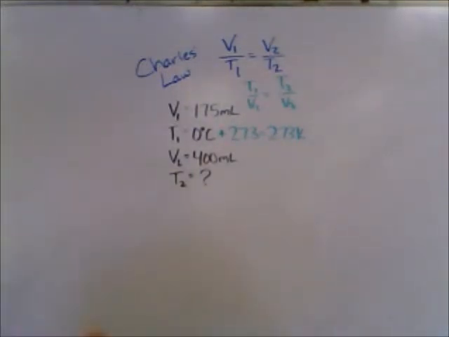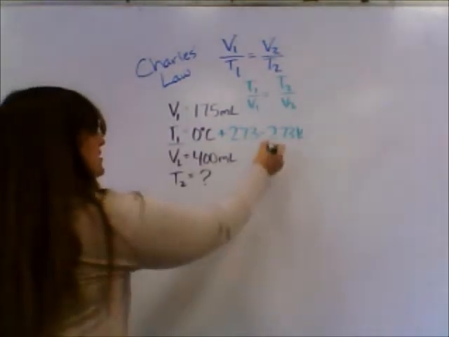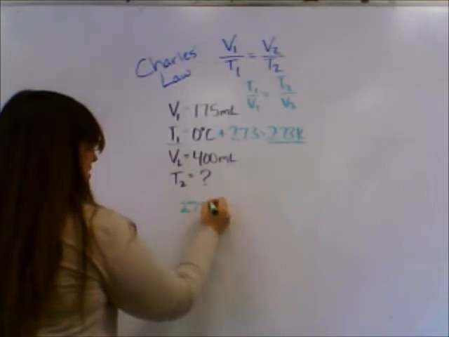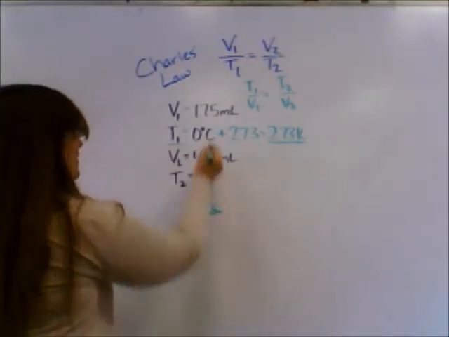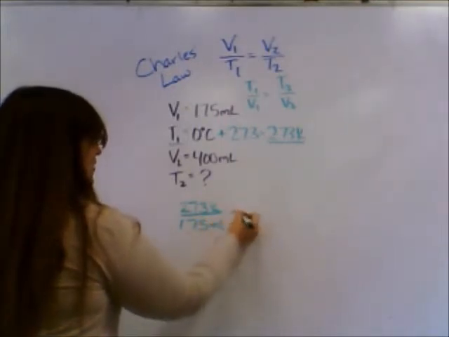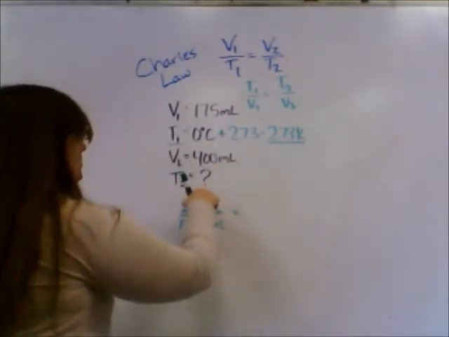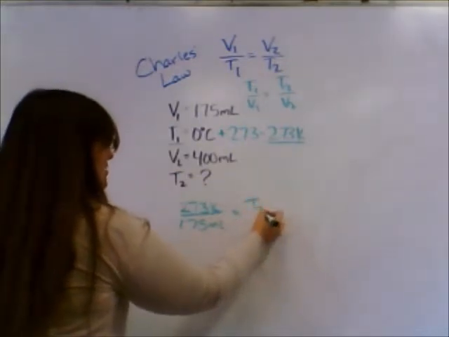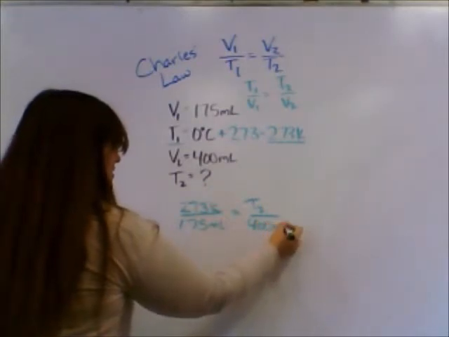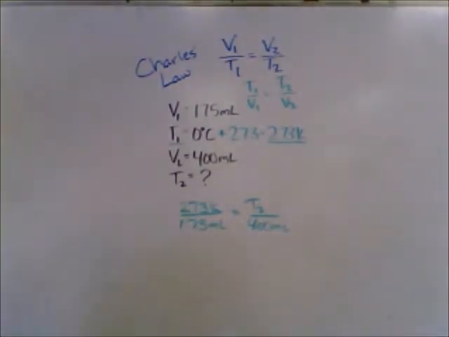So, here we go. What goes in for T1? Well, that would be here, obviously. We're going to take our 273 K and put it up on top. So I've got 273 Kelvin on top. What's our initial volume? It is 175. Over on our right-hand side, we've got our T2. We don't know that, so it's just going to go as T2. And what's our V2? It is 400. Alrighty, so now we are going to do our math, where we take our 273 and divide it by 175.